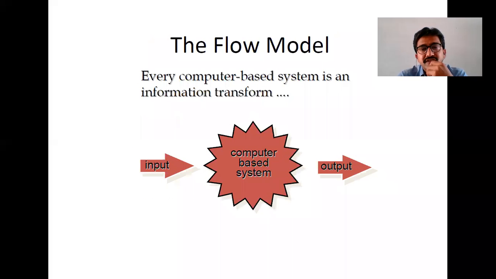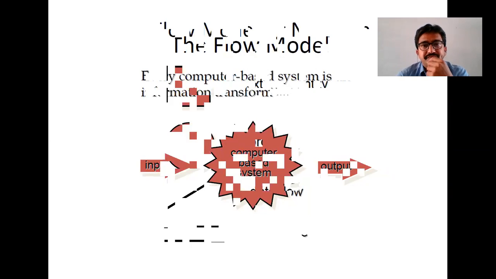Now, a flow model example: as I said, every computer-based system is an information transfer. Every computer-based system sits between input and output. How this computer-based system works means how the process works between the input and output. We have already seen an example in the previous topic, on how domain analysis goes on.